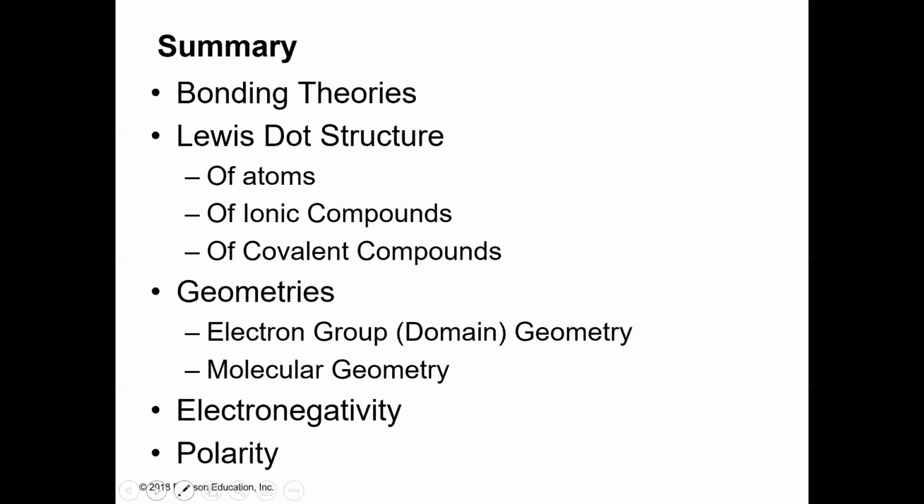All right, in chapter 10, we went over bonding theories, Lewis dot structures of atoms, ionic compounds, and covalent compounds. In this second video here, we went over the different geometries, specifically the different electron group or electron domain geometries, and the molecular geometries. We also looked a little bit more into electronegativity and how we can use the geometries and electronegativity to determine if a molecule is polar.